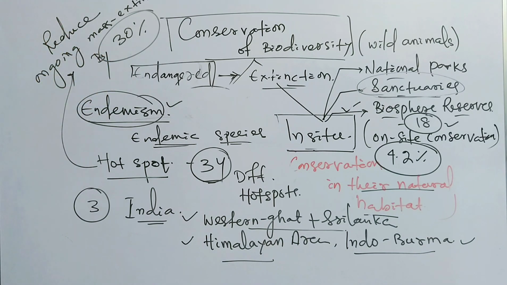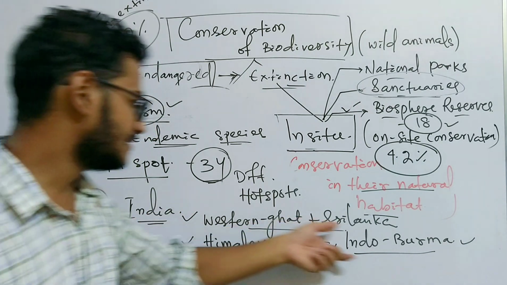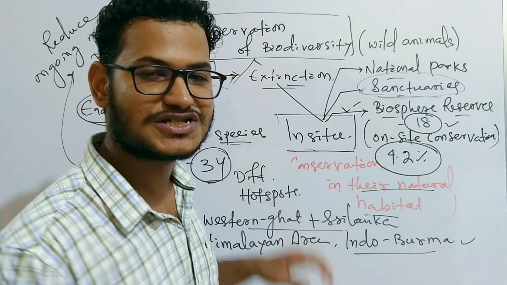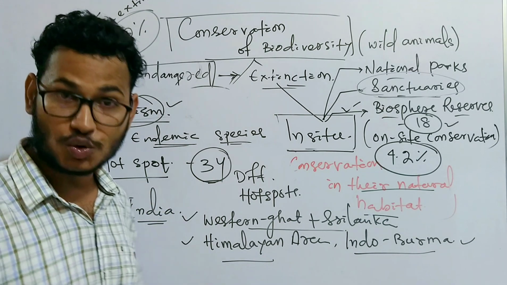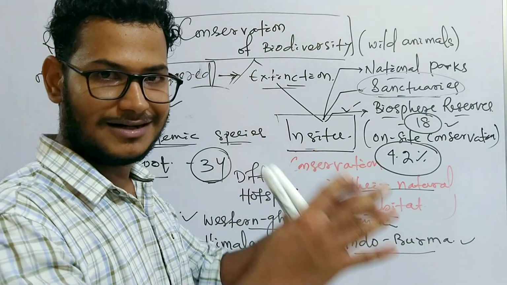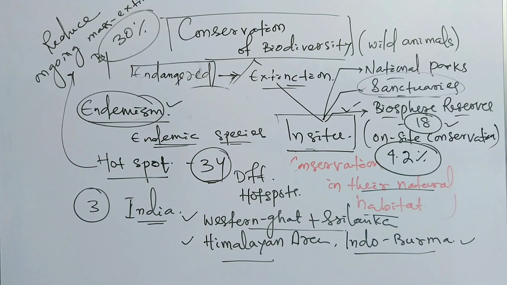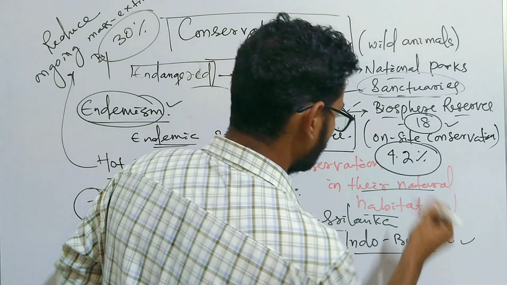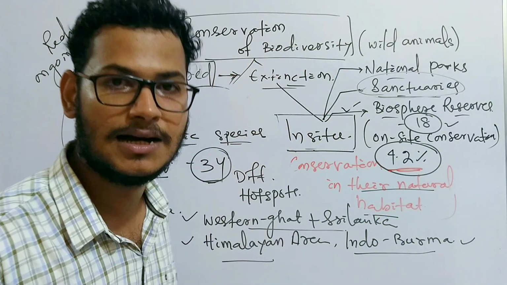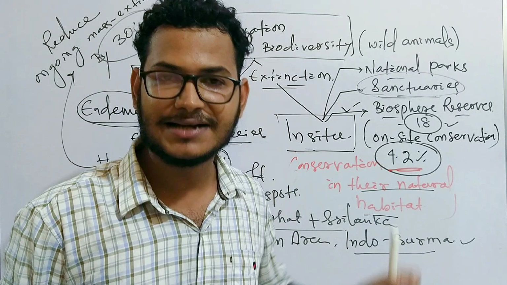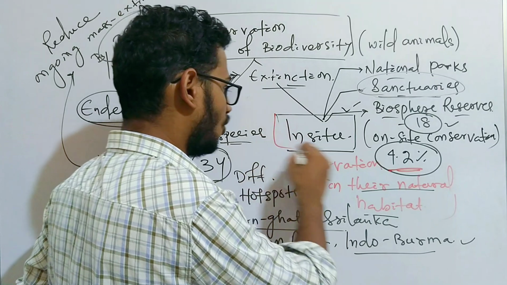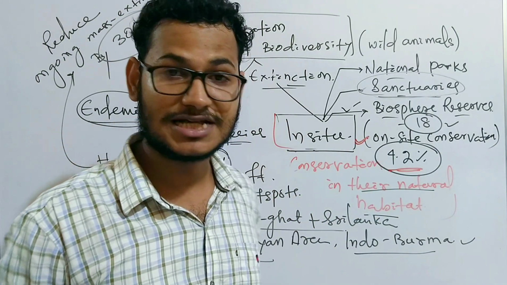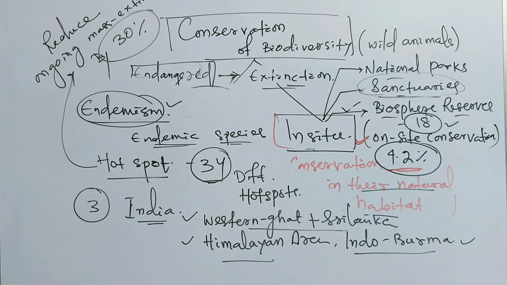So this is very important from the examination point of view. These three hotspots present in India are also very important. The number 34, the total number of hotspots on the Earth's surface, is also very important, right? And do not forget this one, 4.2% of the geographical area is occupied by different conservation land, or in situ conservation or on-site conservation. So the National Parks, Sanctuaries and Biosphere Reserves together form 4.2% of the geographical area, right?